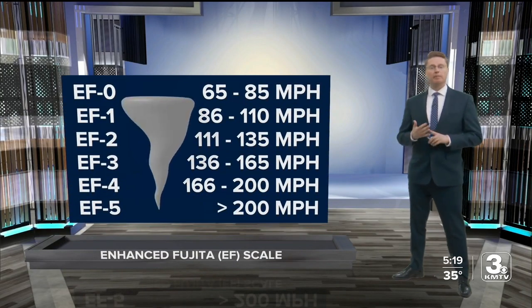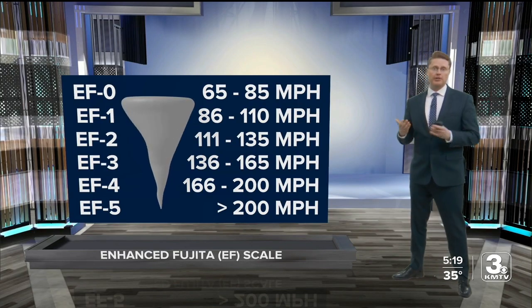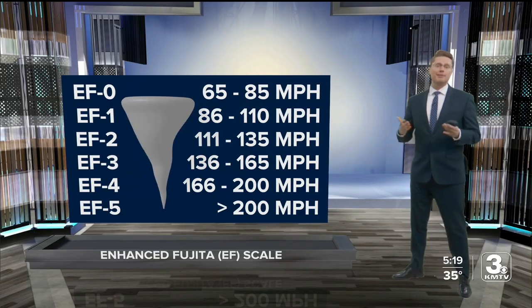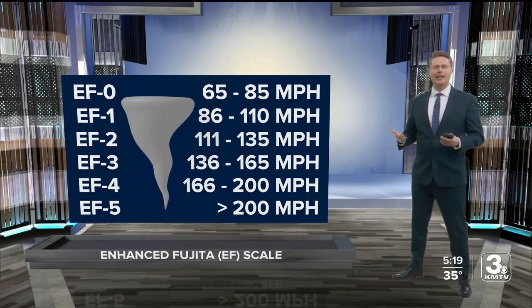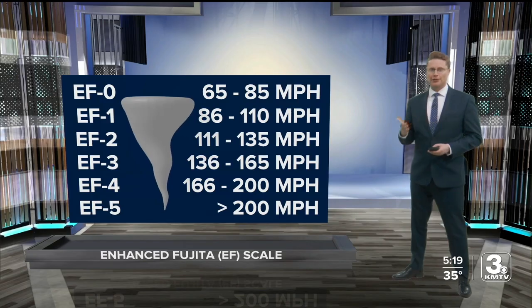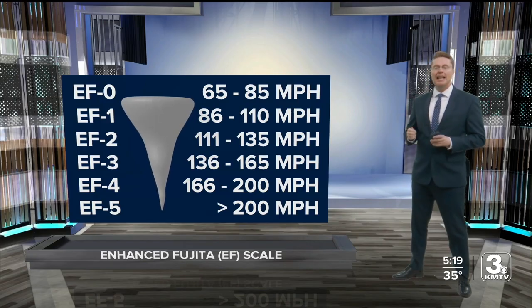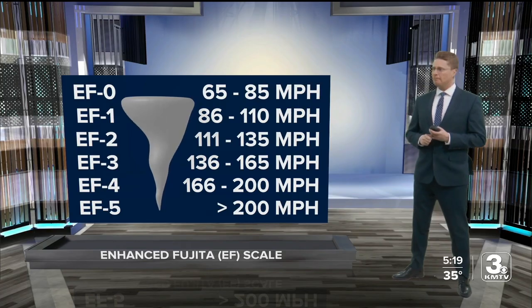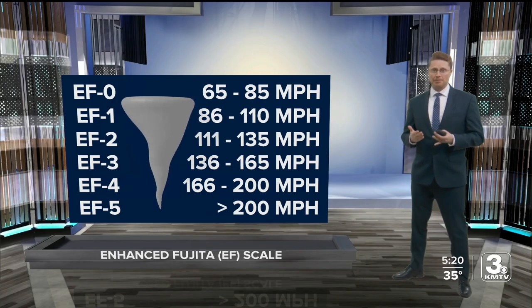certain age like myself, you probably grew up with what we call the F scale, which is short for Fujita scale. Well, since then, we've made some enhancements to it, which is why it's now called the Enhanced Fujita Scale, or EF for short. At the weakest, it starts with EF0 and goes all the way up to an EF5 tornado with winds over 200 miles per hour.